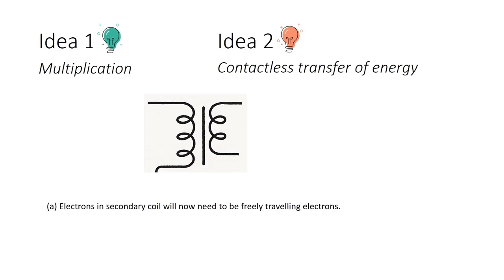First item in the list is something we already touched on and explained, which is that electrons in the secondary coil will now need to be freely traveling electrons. Right now they're tied to a conductor, and that's something that will need to be modified. Second item in the list is that we can keep electrons in the primary coil inside the conductor, so that's something that is not changed.